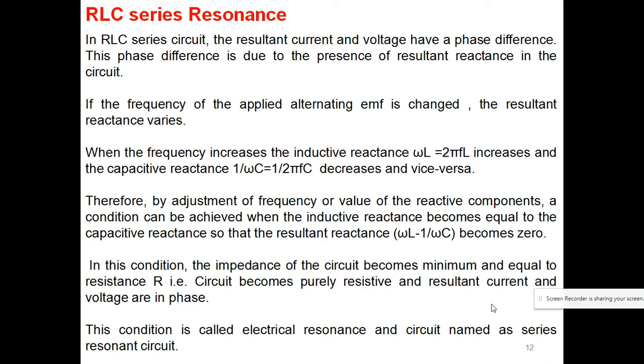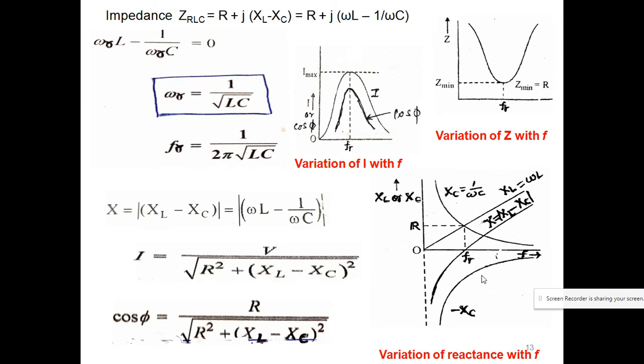So let me explain the effect of resonance on the various parts of our discussion. You see the impedance here. What we are trying to achieve is the condition when this becomes equal to this. It means this difference becomes equal to zero, and this condition is the resonance condition. That's why I'm putting it here. So omega squared becomes equal to this, and this gives fr, which is nothing but our resonance frequency.